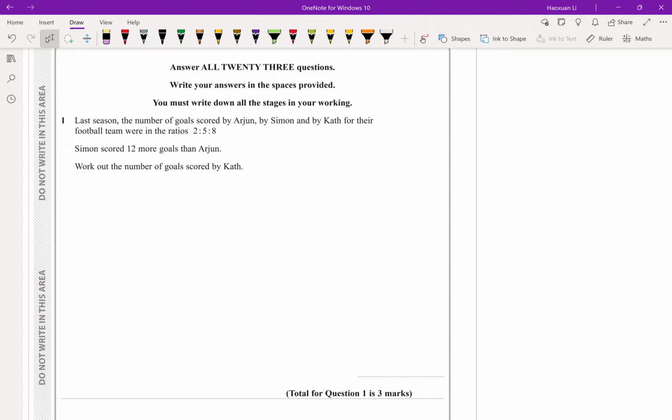So yeah. Question 1. Last season, the number of goals scored by Arjun, by Simon and by Kat for their football team were in the ratio 2 to 5 to 8. Simon scored 12 more goals than Arjun. Work out the number of goals scored by Kat.